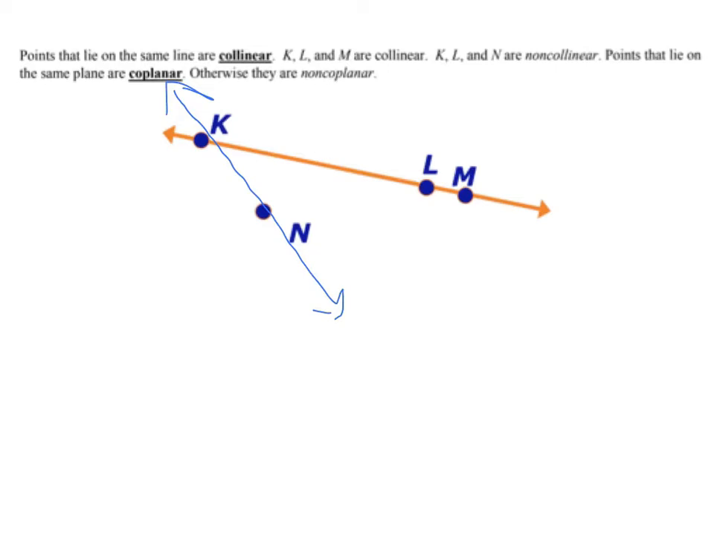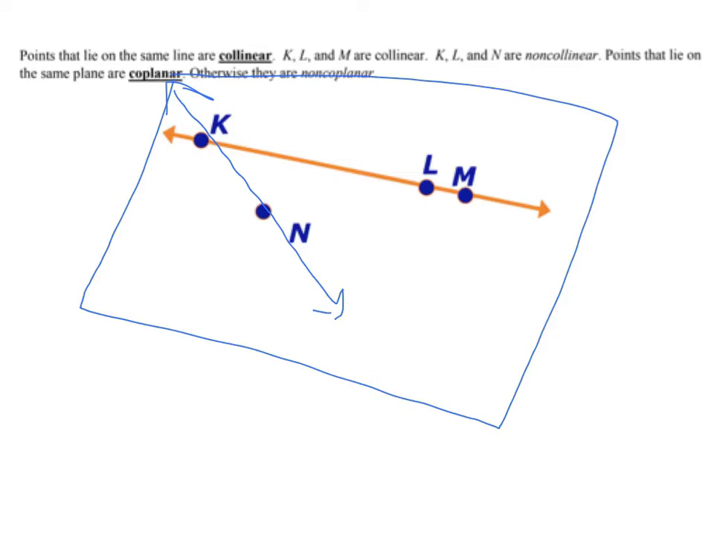Points that lie on the same plane are known as coplanar. Otherwise, they're non-coplanar. So even though N is non-collinear with K, L, and M, that doesn't mean I couldn't draw a plane. Let's call this plane KNL, where N is actually on the exact same 2-dimensional surface as K, L, and M. Then I would be able to say K, N, L, and M are all coplanar.